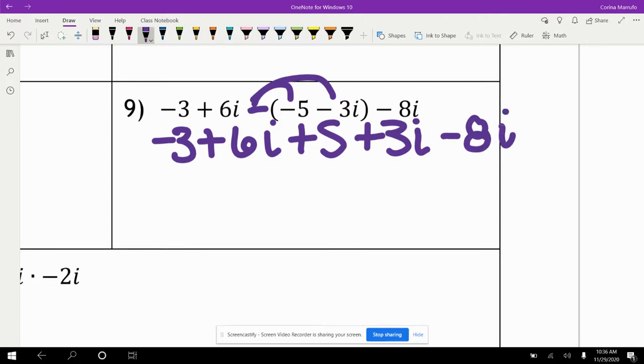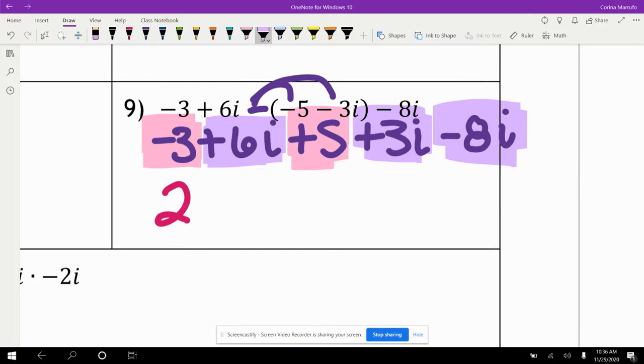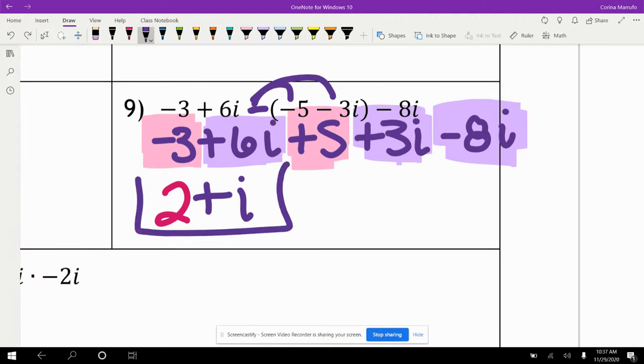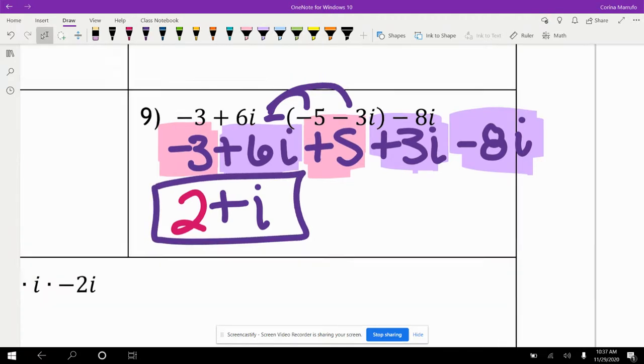Then we go back to the same thing. We combine our like terms. So we combine our real numbers. Our real numbers are -3 and +5. Together, that gives us 2. And then we combine our imaginary parts. We have a +6i, a +3i, and a -8i. So 6 plus 3 is 9, minus 8 would give us a +1i. And remember, just like the rules with the x's, you do not need to write the 1 in the front. It is invisible. So that's it.